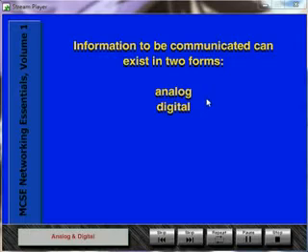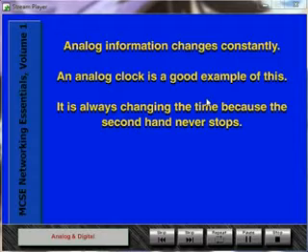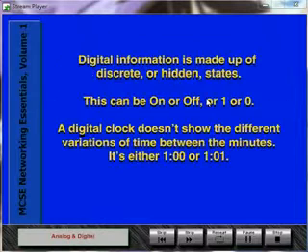Information to be communicated can exist in two forms, analog or digital. Analog information changes constantly. An analog clock is a good example of this. It is always changing the time because the second hand never stops. Digital information is made up of discrete or distinct states. This can be on or off, or 1 or 0. A digital clock doesn't show the different variations of time between the minutes. It's either 1 o'clock or 1:01.